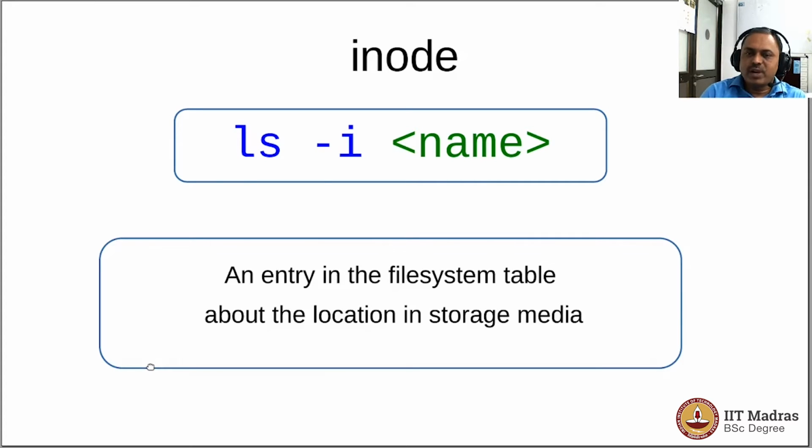Now to understand what is a hard link, we need to know what is an inode. You can find out the inode numbers for every file entry by using the option -i when we are running the ls command.